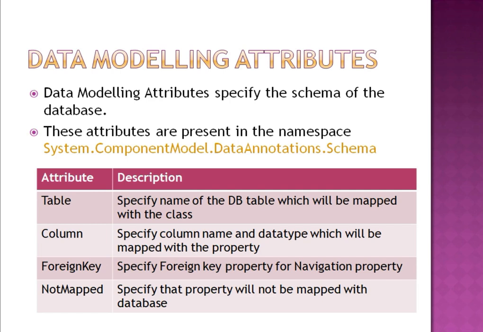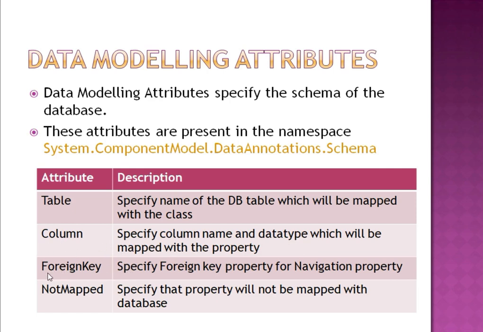But if you want to override that behavior, you want to assign some different name to your table, in that case you can use this table attribute. Definitely we are going to see this part practically also, so it will be very helpful for you to understand. Even we can alter the column name, we can specify different data types, so these things can be achieved with the help of the column attribute.